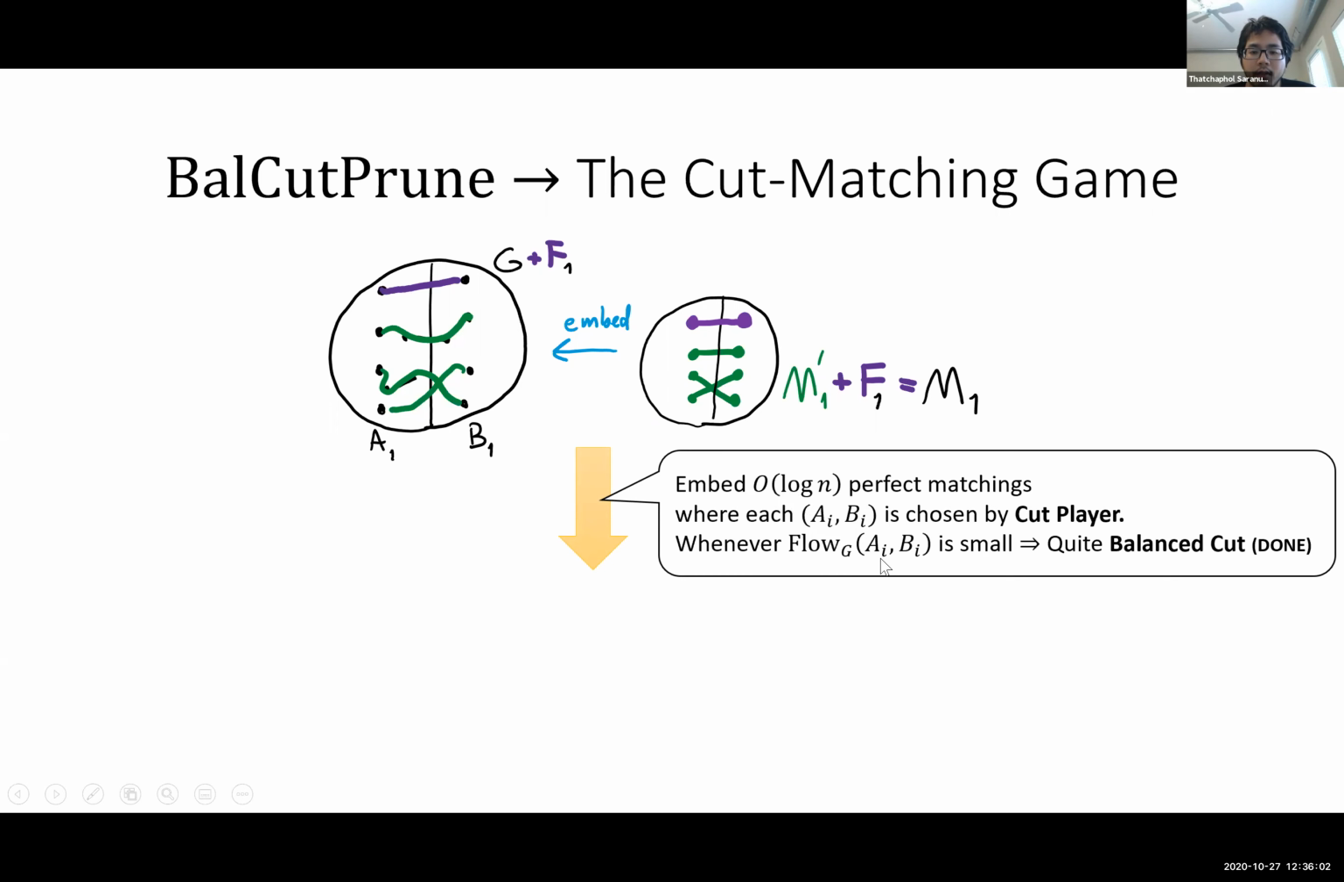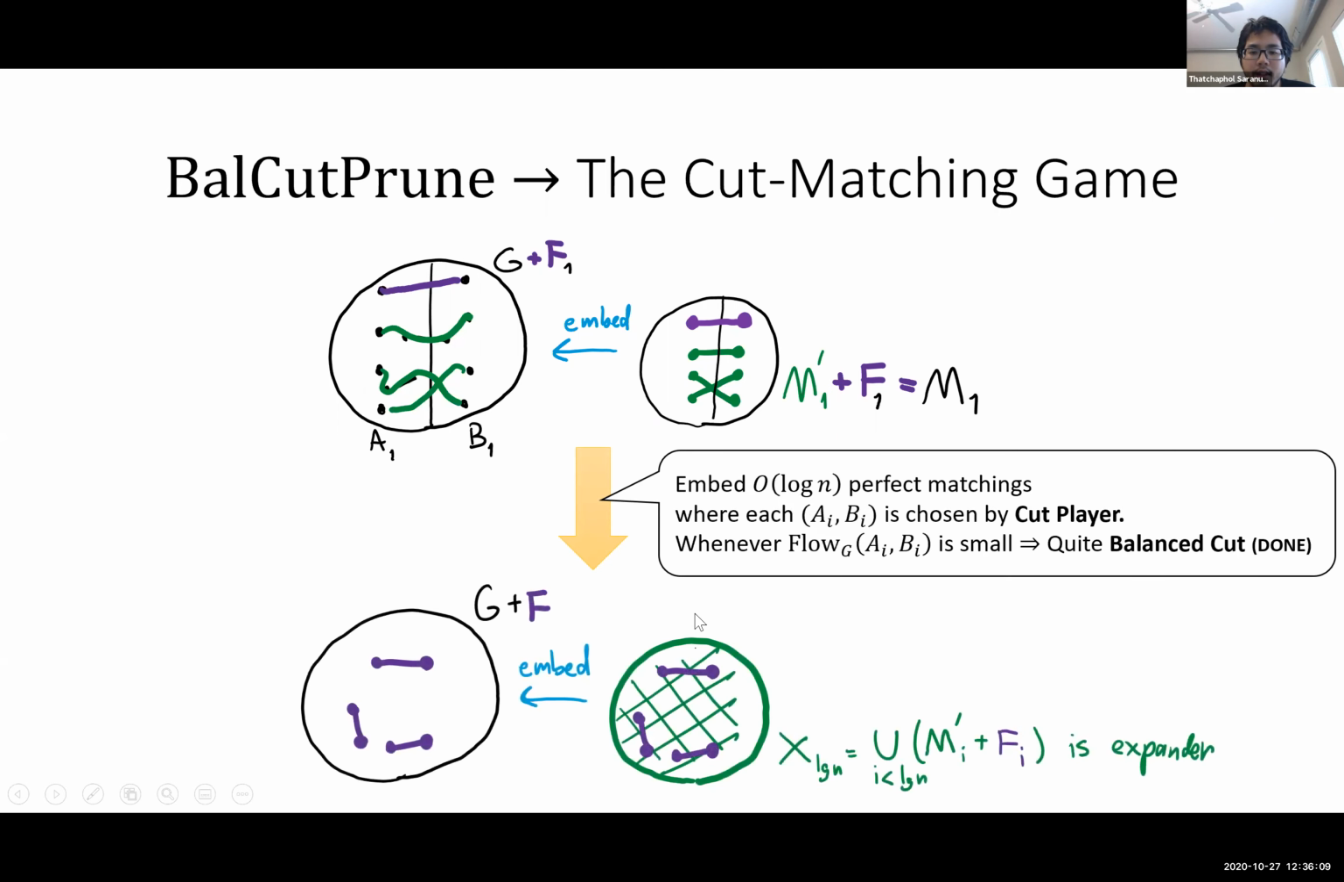If one of the rounds has small flow, you get a balanced cut and you're done. Otherwise, you have that the graph X is an expander after log n rounds, and you can embed an expander into this graph G. So it means that this graph G must be an expander, and with some more work, you can get a prune case.